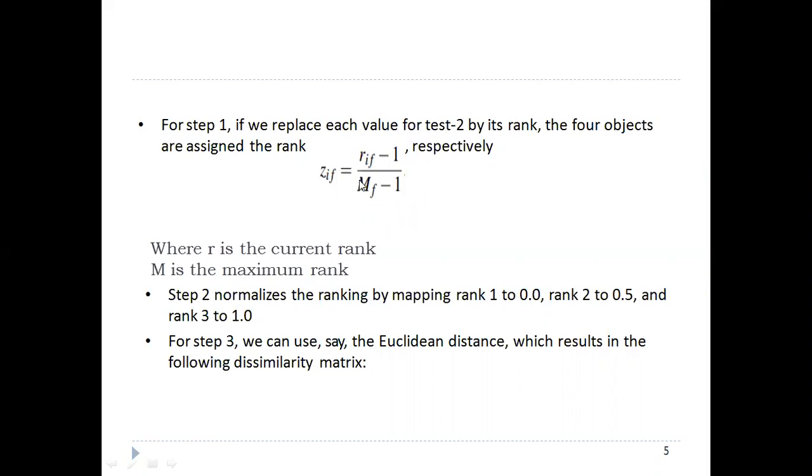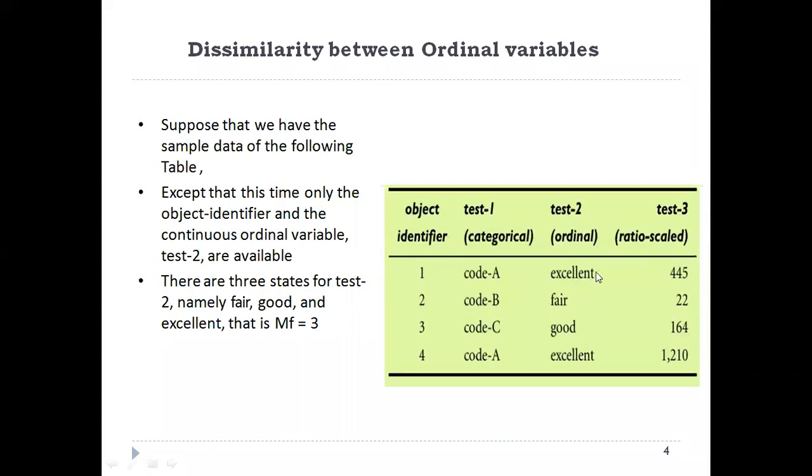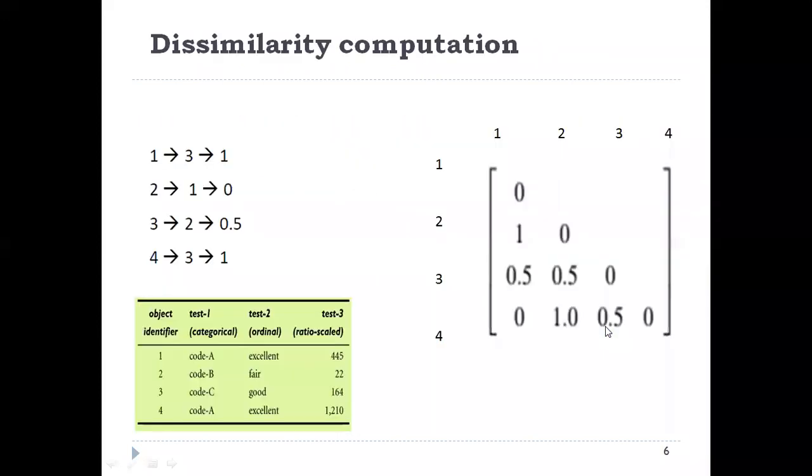Before calculating, we try to normalize. For that only we're using this formula. So the ordinal variables have to be normalized before calculating the distance, and here we are normalizing using this z formula. When we normalize, this 1 will be normalized to 0, this 2 will be normalized to 0.5, and 3 will be normalized to 1. You can see it here.